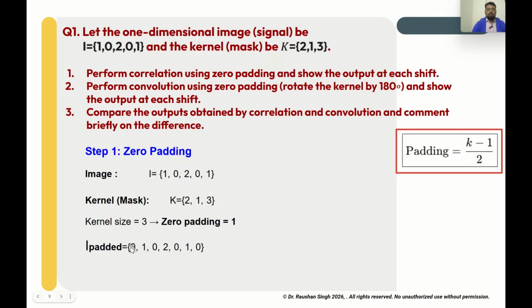Because of that, one 0 will be applied before and one 0 will be applied after the actual image. For example, if the kernel size is 5, for example 2, 1, 3, 2, 5, then 5 minus 1 by 2 gives 2, so 2 zeros will be applied here and 2 zeros here also. Since this is a one dimensional image with kernel size 3, we apply only one 0 at the start and one 0 at the end. In this image we are applying that: this is your input image and this is your padded image.